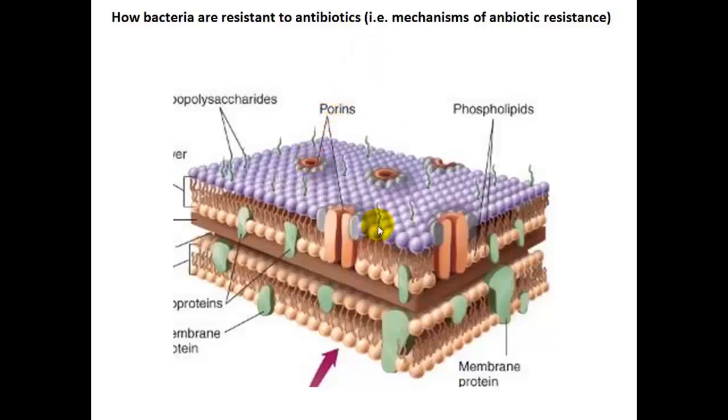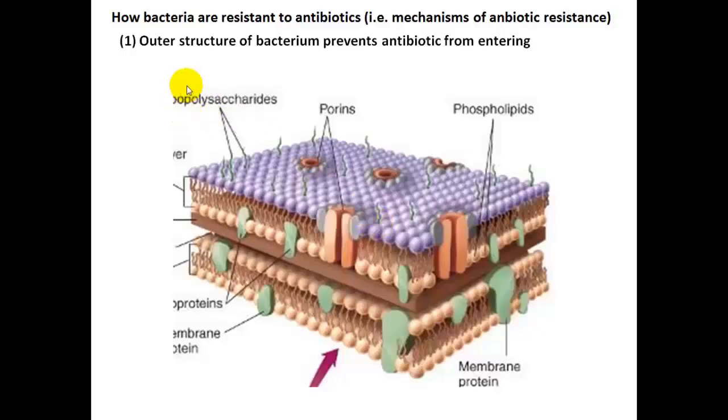So we're looking at what makes some bacteria resistant to antibiotics. One of the things that makes bacteria resistant is that they have an outer structure that prevents the antibiotic from entering the bacterial cell. Another thing that might prevent that is a mutation to some of the outer membrane structure of bacteria. That could also prevent antibiotics from entering the bacterial cell.